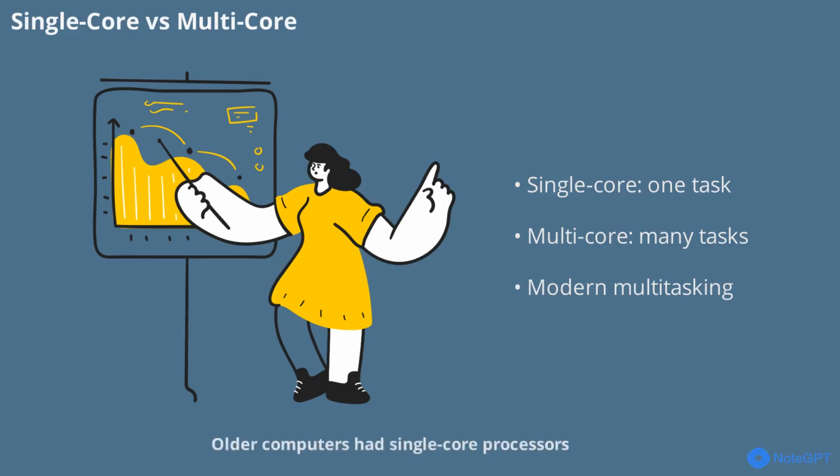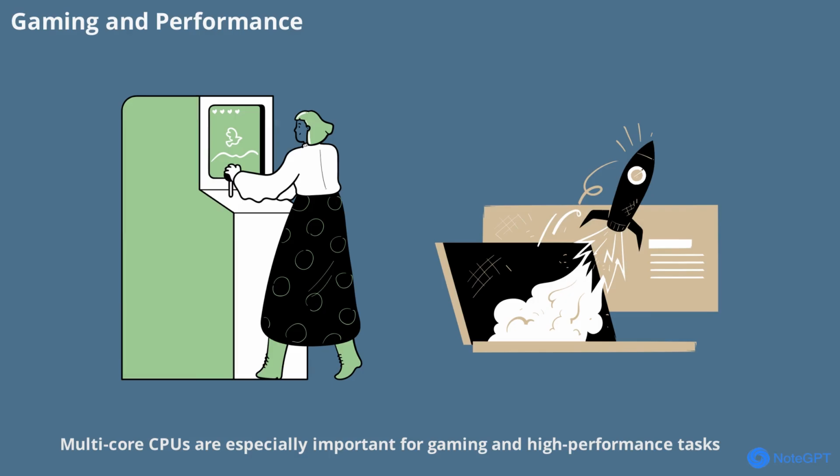Older computers had single-core processors which could handle only one task stream at a time. Modern CPUs have multiple cores, allowing them to divide workloads and handle many tasks at once. This is why today's computers can run games, stream videos, and edit documents all at the same time. Multi-core CPUs are especially important for gaming and high-performance tasks.